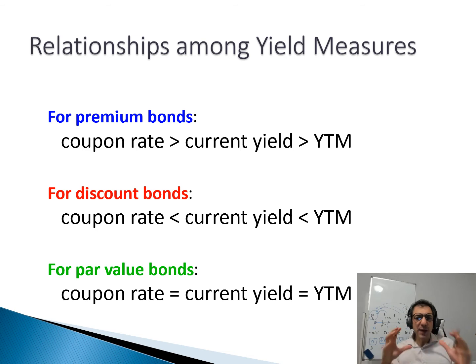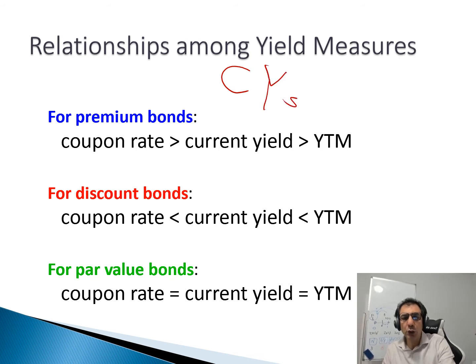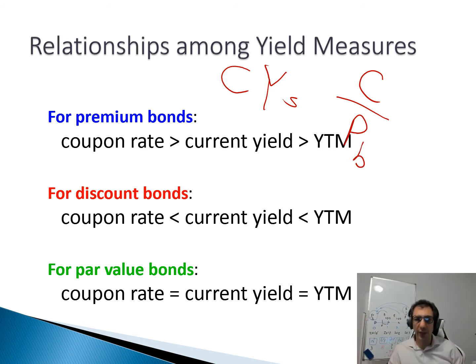We can expand the argument regarding the relationship between the coupon rate and the YTM, and you can add the current yield as well. We will learn that the current yield is actually the coupon payment, which we call C, divided by the value of the bond or the bond price. So if the bonds are sold at a premium, the current yield will be greater than the YTM and less than the coupon rate.